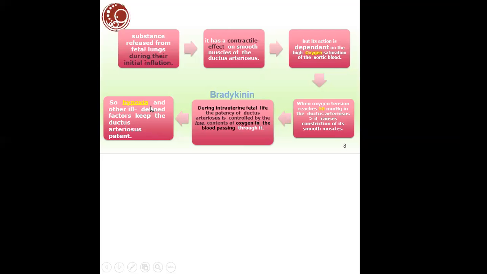So hypoxia, that is a little amount of oxygen, and other ill-defined factors keep the ductus arteriosus patent. Now if a child is born in very high mountains, then the ductus arteriosus will be patent for more than 96 hours because there the oxygen tension will be low.